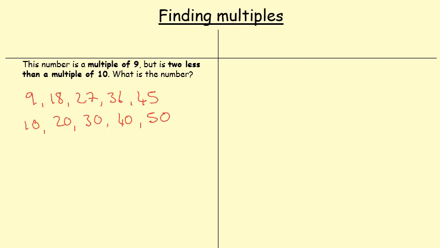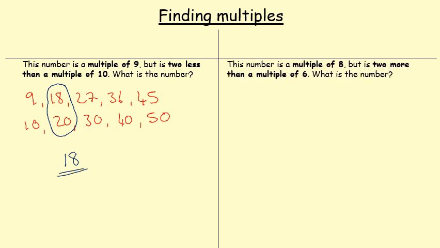Now, I might start by listing my times tables up to 5 times 9, 5 times 10, and I'll extend those lists if I need to. So what I'm looking for is a difference between my 10 times table and my 9 times table of 2. Now, if we look at these lists, we can see that that occurs here. So what we can say is the number that we're talking about is going to be 18, because that is the number that is 2 less than a multiple of 10.